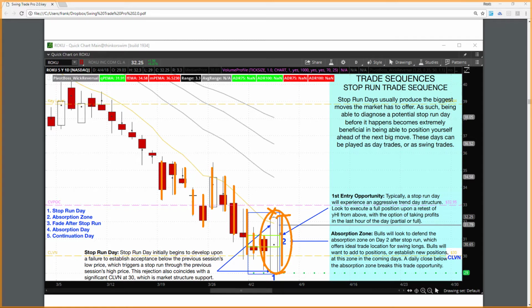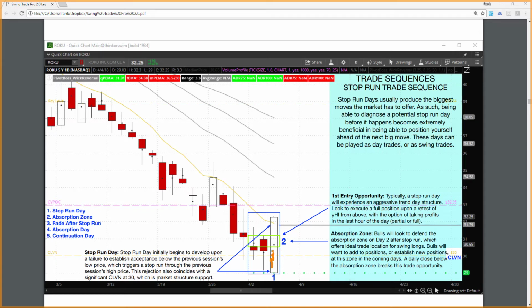Big time day. So as such, being able to diagnose a potential stop run day before it happens can become very beneficial in being able to position yourself ahead of the next big move, or perhaps protecting yourself if that stop run day is against you. So again, it's very important to understand when that type of day may develop. These days can be played as day trades or swing trades.